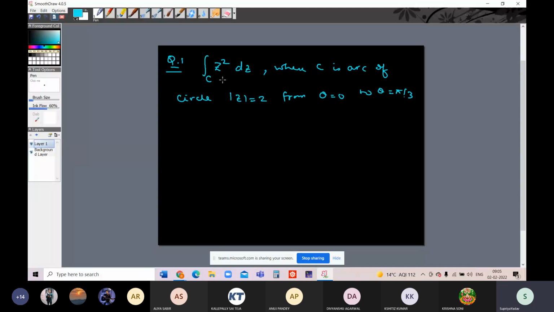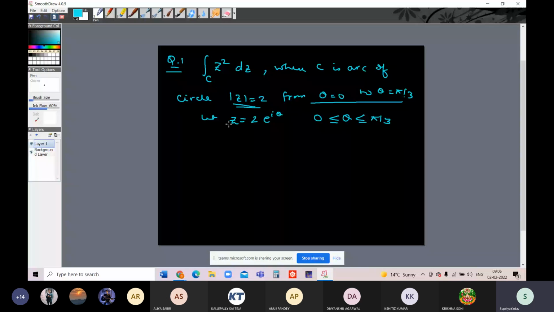Okay, so we will write the equation in polar form because C is a circle about the origin of radius 2. So here we can write the parametric equation, the polar equation, for this circle. It will be z equal to 2 e^(i theta), because we have to take this circle when theta lies between 0 to pi by 3. So theta will lie here from 0 to pi by 3.